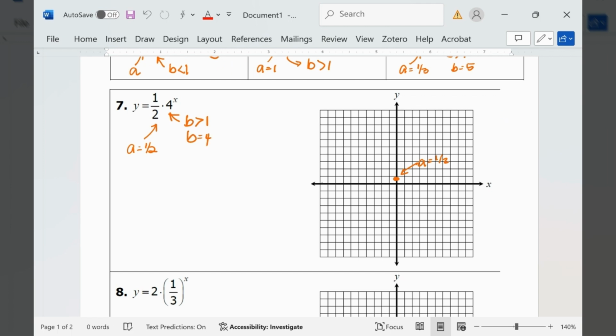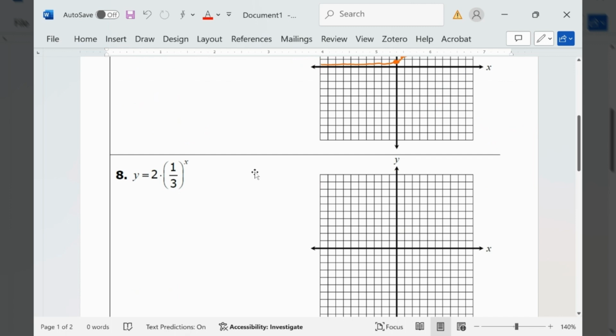So it means that this graph is from left going up like this, okay? So increasing. So this means increasing or growth. So increasing on the x-axis, okay? Again, this is a growth, okay?